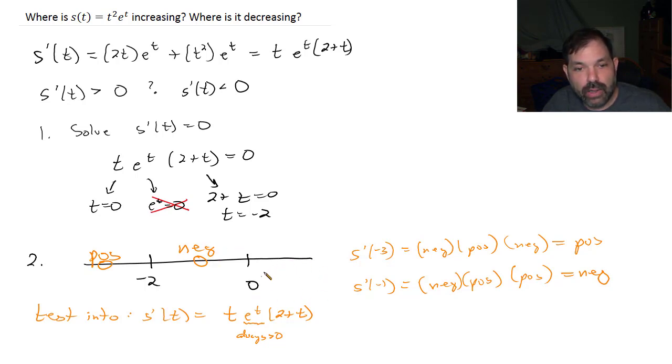Now, testing a value greater than 0. How about positive 1? S prime of 1 would be t is 1, which is positive. E to the t is positive. 2 plus 1 is 3, which is positive. Positive times a positive times a positive is positive.